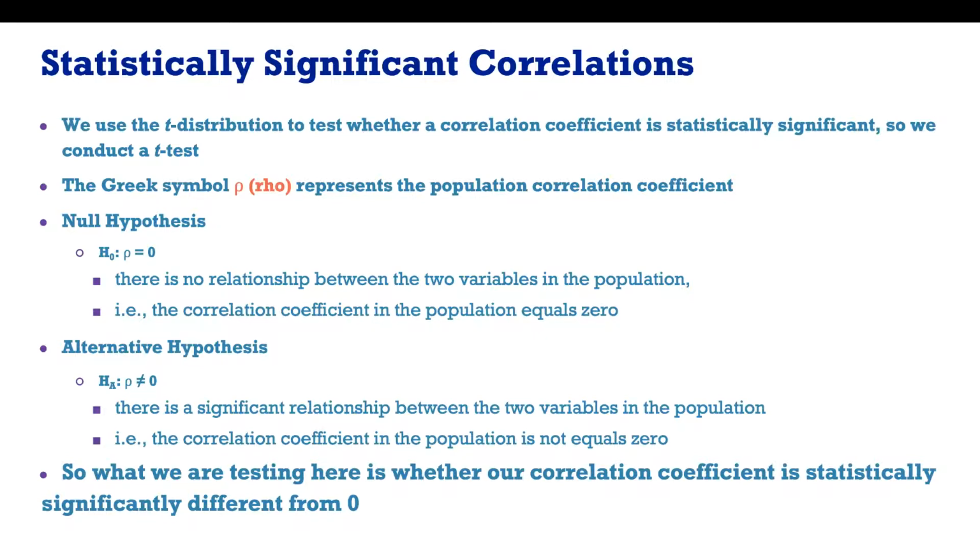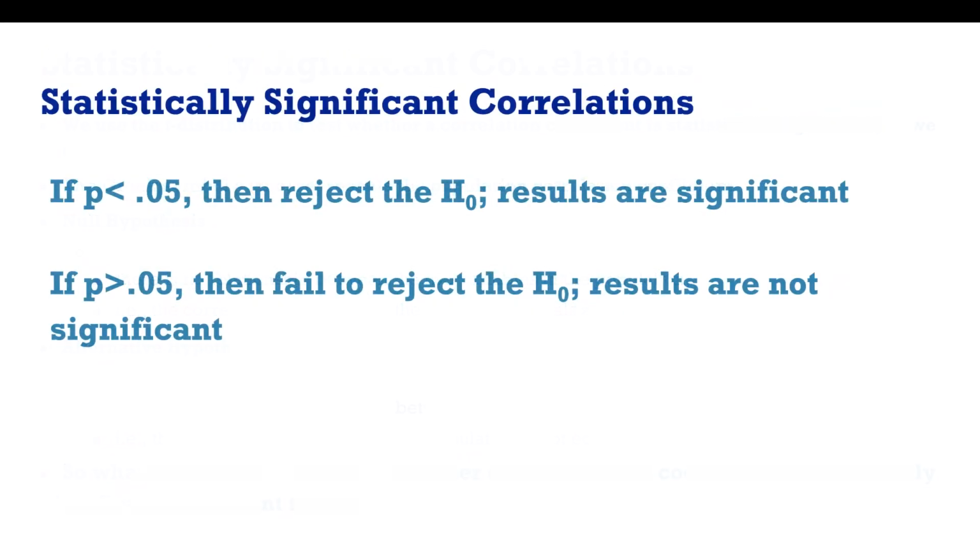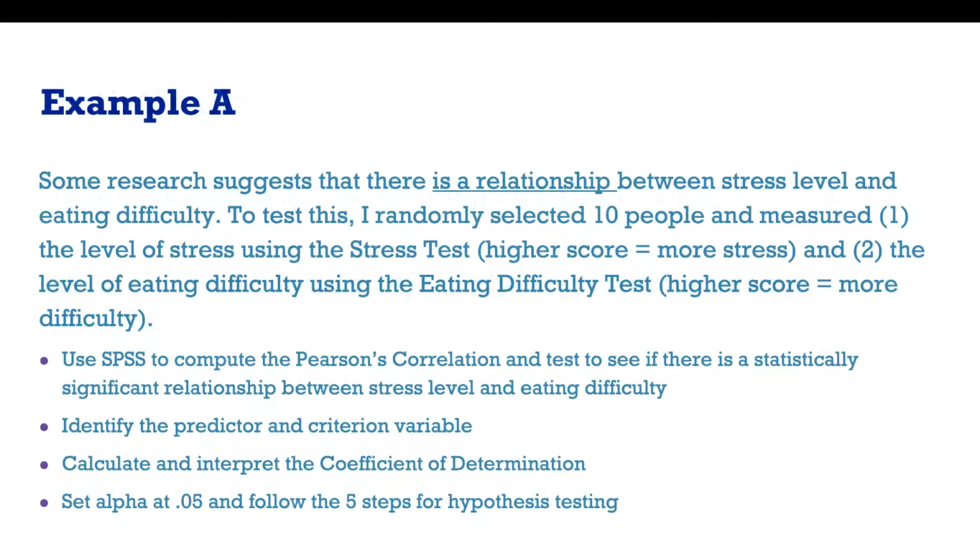So the null hypothesis is rho equals 0, meaning that there is no relationship between the two variables in the population. The correlation coefficient in the population equals 0, and the alternative is rho does not equal 0. There is a significant relationship between the two variables in the population. So what we are essentially testing is whether our correlation coefficient is statistically different from 0. If p is less than 0.05, we reject the null and find that our results are significant. And if p is greater than 0.05, we fail to reject the null and find that our results are not significant. So we will do one example.